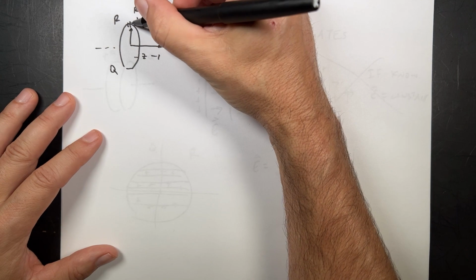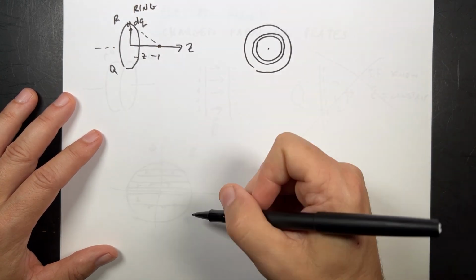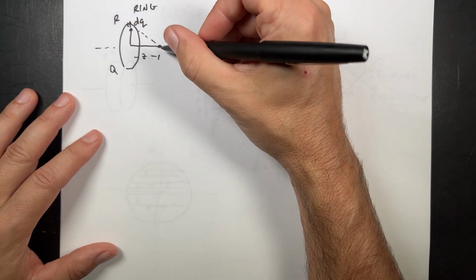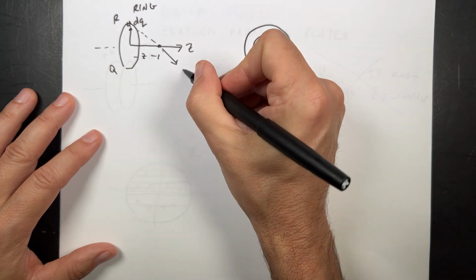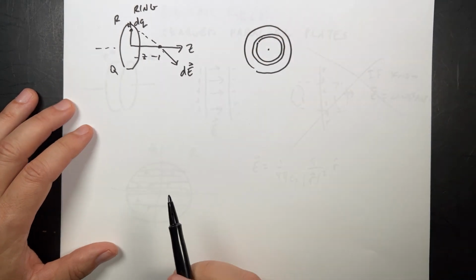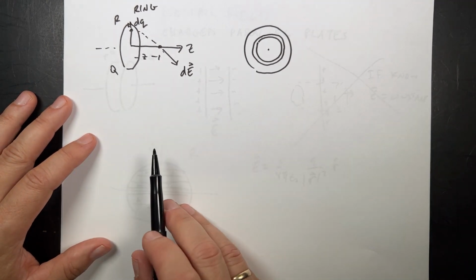And assuming this is a positively charged ring, it doesn't really matter. I'm going to find this distance, the distance from the point charge to my observation location. And this will be dE, the electric field contribution due to that one piece. So I do need to find that distance, which I'll do in just a second.